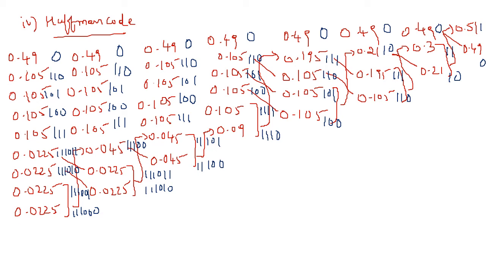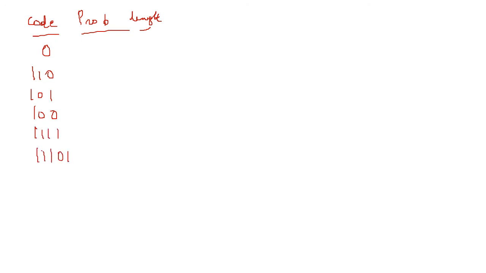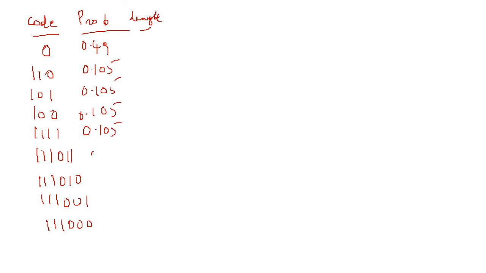We'll try to find the efficiency now. To find the efficiency, we'll write the code, the respective probabilities and the respective length of the Huffman code. So the code you have got is 0 1 1 0 1 0 1 1 0 1 1 1 1 1 1 0 1 1 1 1 1 1 1 0 1 0 1 1 1 1 0 0 1 and 1 1 1 0 0 0. And the probabilities are 0.409, 0.105, 0.105, 0.105, 0.0225, 0.0225, 0.0225, 0.0225, 0.0225, 0.0225. And the respective lengths are 1, 3, 3, 3, 4, 6, 6, 6 and 6.